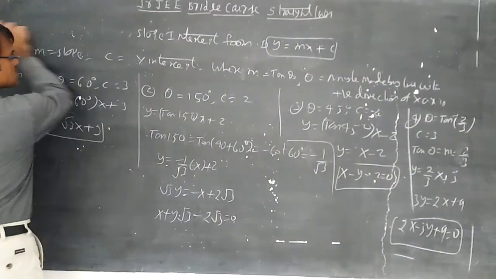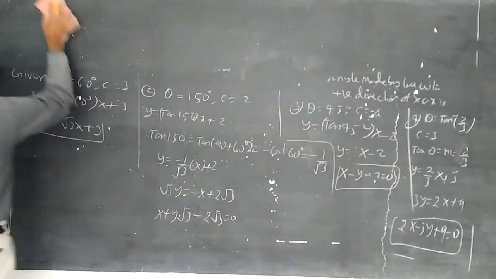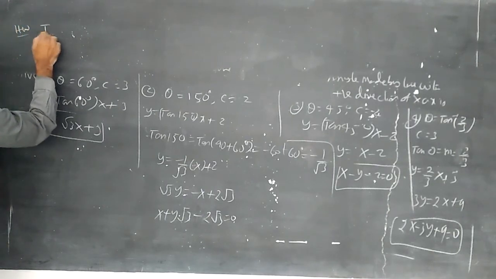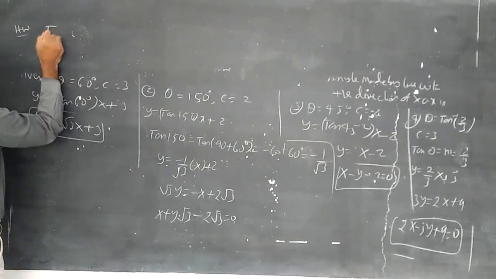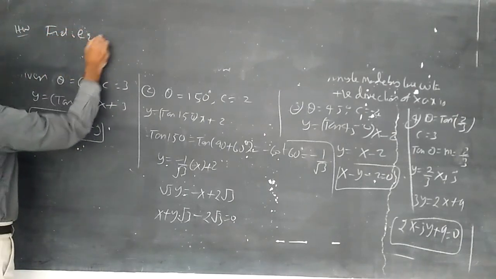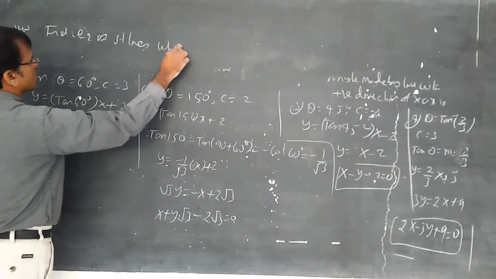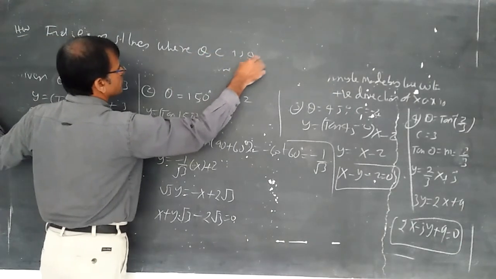Now, depending upon this concept, I am giving homework to do. Homework: find the equation of straight lines where theta, comma, c is given.